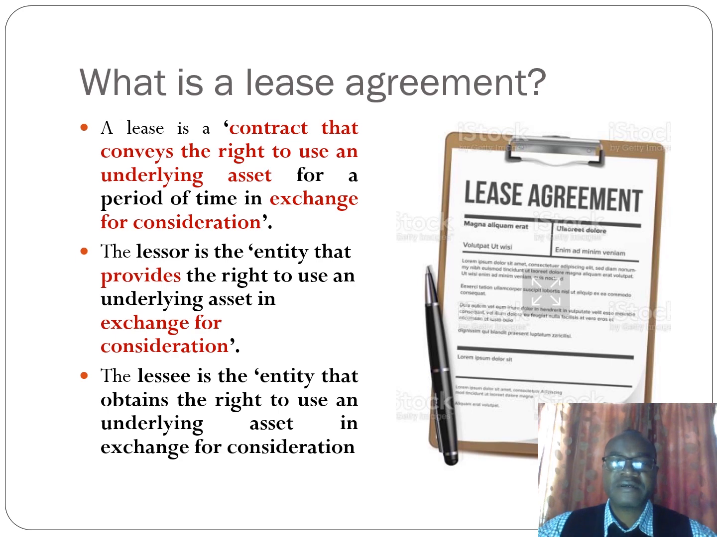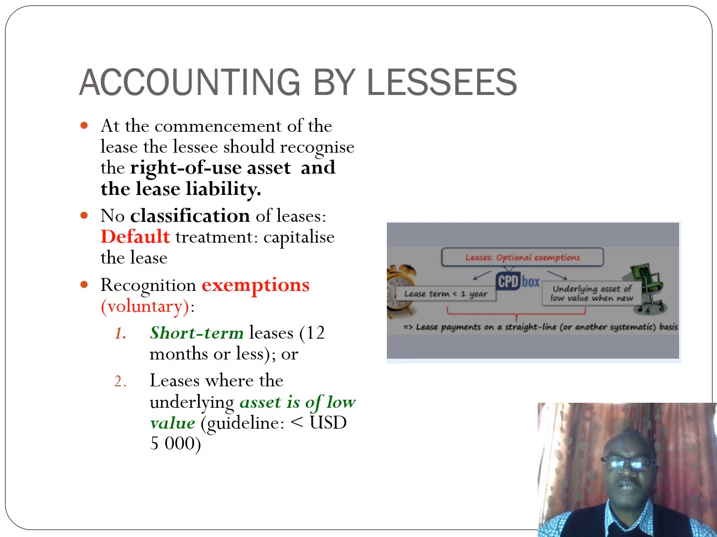What is a lease agreement? IFRS 16 gives us the definition. A lease is a contract that conveys the right to use an underlying asset for a period of time in exchange for consideration. There are two parties involved in a lease agreement. The lessor is the entity that provides the right to use an underlying asset in exchange for consideration. The lessee is the entity that obtains the right to use an underlying asset in exchange for consideration.